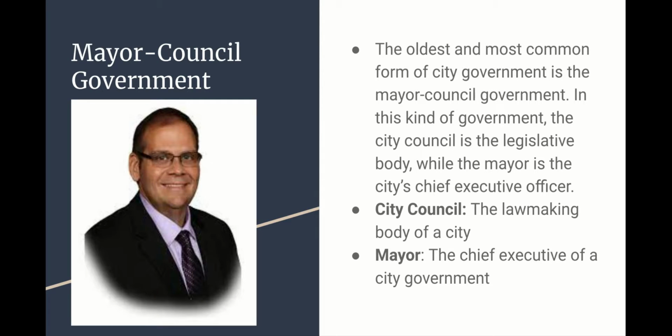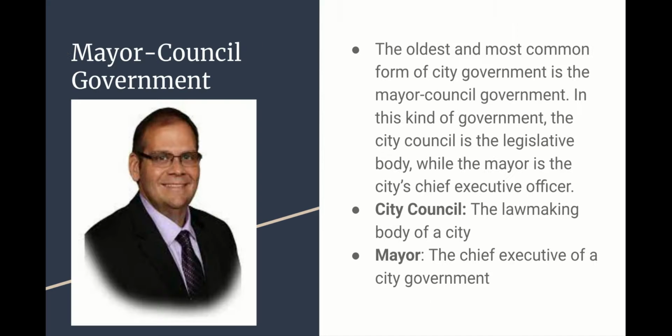So let's talk about the mayor-council form of government. The oldest, most common form of city government is the mayor-council government. In this kind of government, the city council is the legislative body, while the mayor is the city's chief executive officer. Similar to what the president is in the executive branch and the House of Representatives and the Senate are in the legislative branch. Similar situation. So a city council is the lawmaking body of a city. The mayor is the chief executive of the city. And the guy you see right here, this is Mayor Hammock of Tallahassee, your mayor.